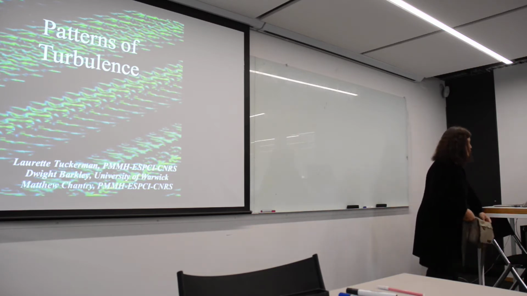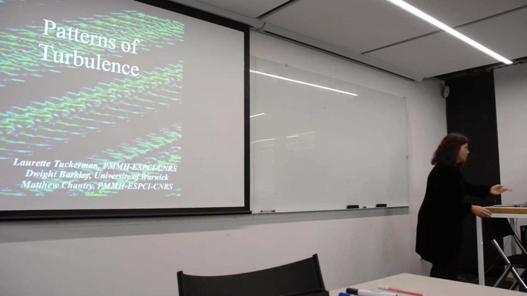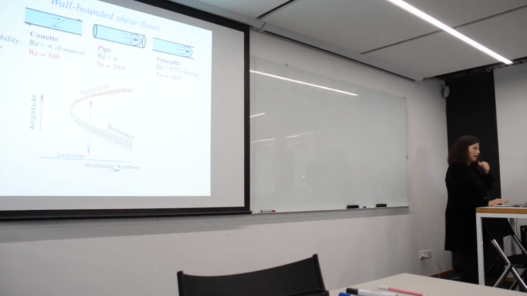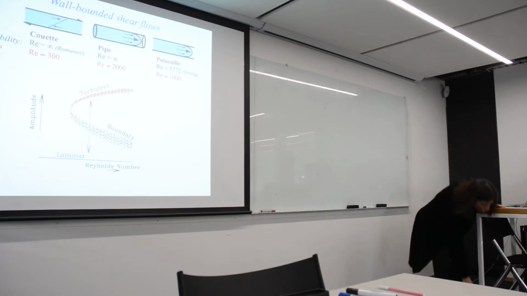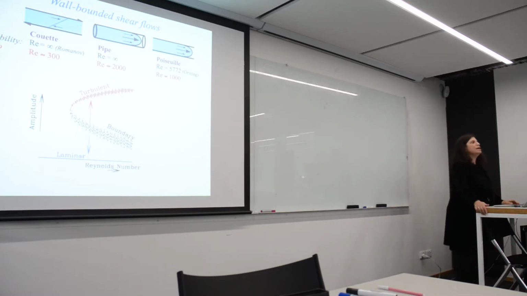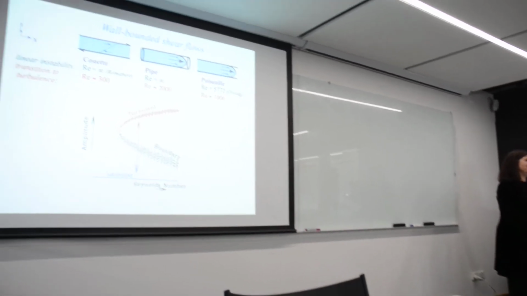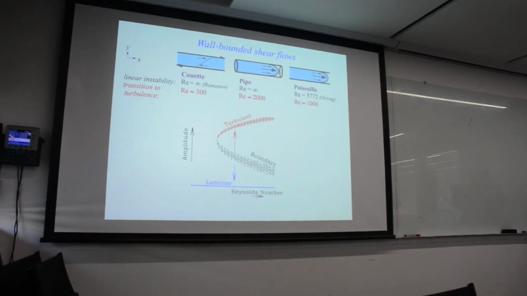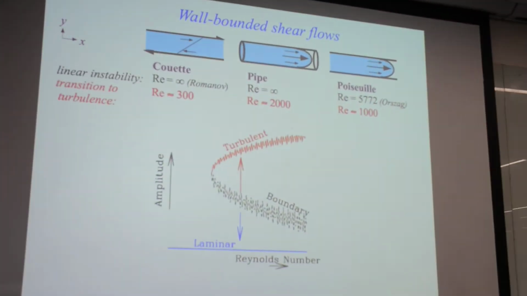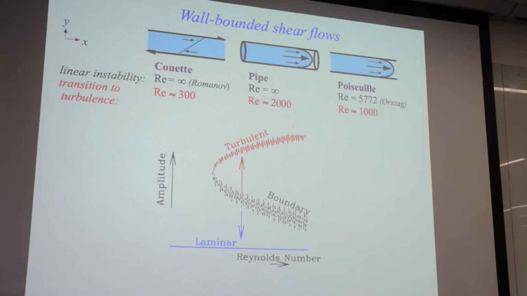And for this I have co-workers, Dwight Barclay and Matthew Chantry. And I'm not talking about turbulence in general. I'm going to restrict it in two important ways. One is we're talking about wall-bounded shear flows. Not exactly, let's just say shear flows, where the turbulence is going to come from an imposed shear.